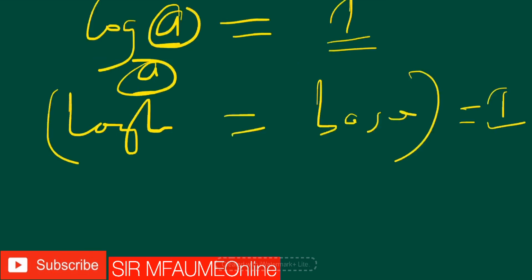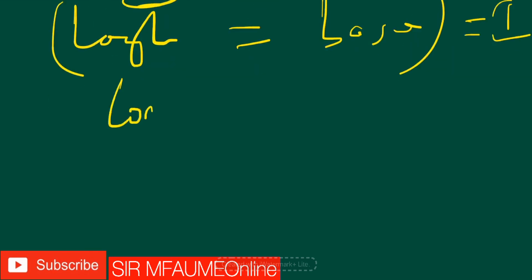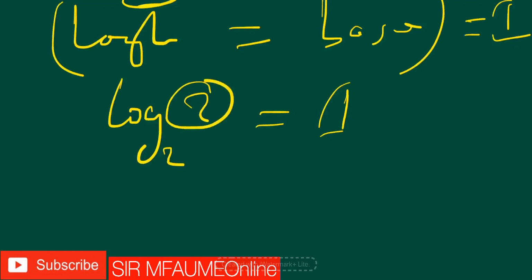For instance, let's say you have log 2 base 2. This will be equal to 1 because your logarithm is equal to the base. So in case the logarithm equals the base, then the answer must be equal to 1.